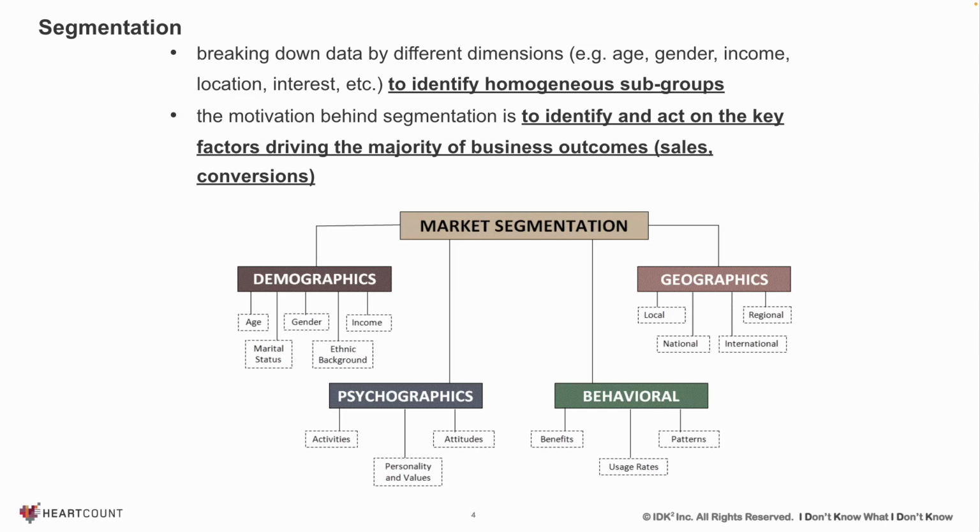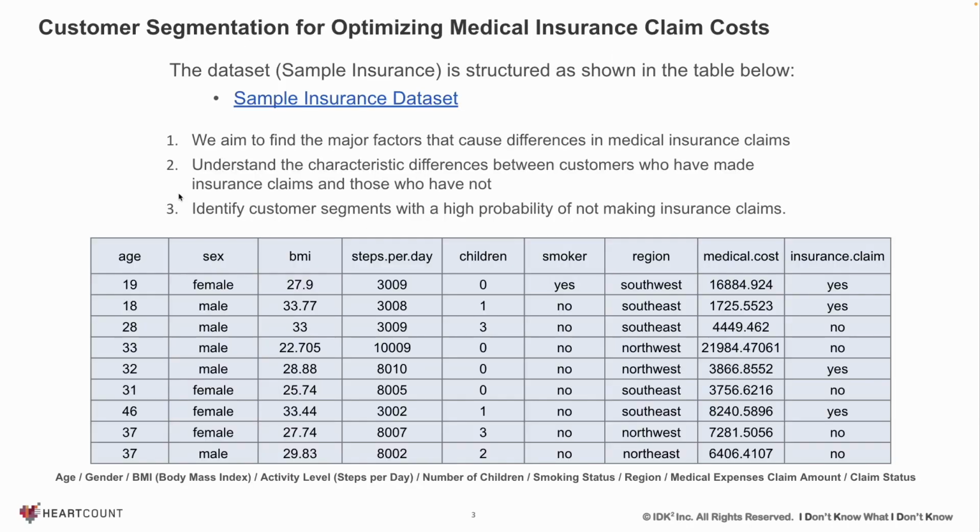While A/B testing focuses on understanding which version of a product or service leads to better outcomes, segmentation focuses on understanding customer characteristics and targeting specific groups more effectively. So we can apply these concepts to our insurance claims data.